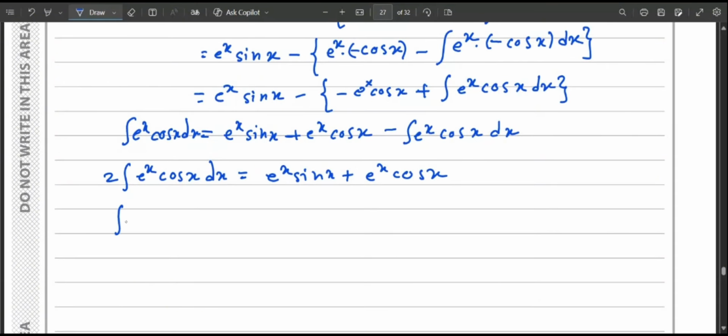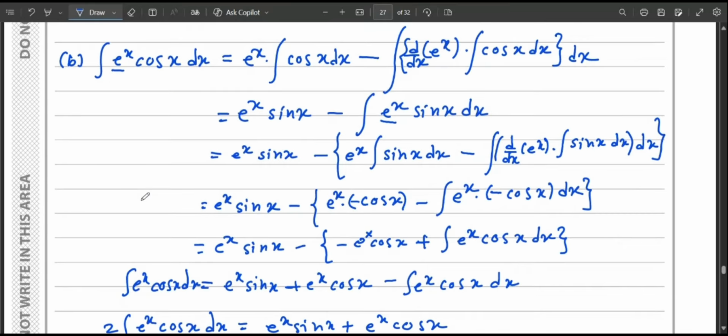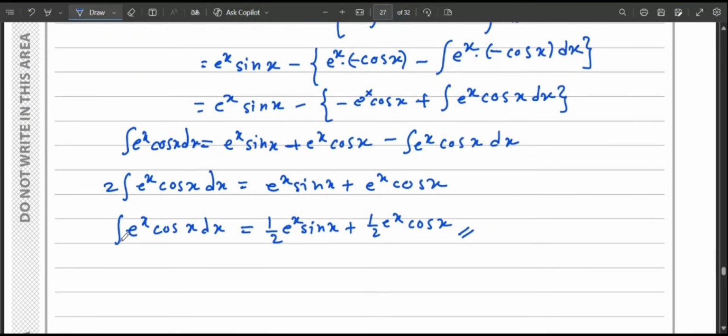So now we can divide both sides by 2 to find out the value for the integration of e to the power of x cos x. So half e to the power of x sin x plus half e to the power of x cos x. And this is our answer for part B. This is the result for the integration of e to the power of x cos x dx.